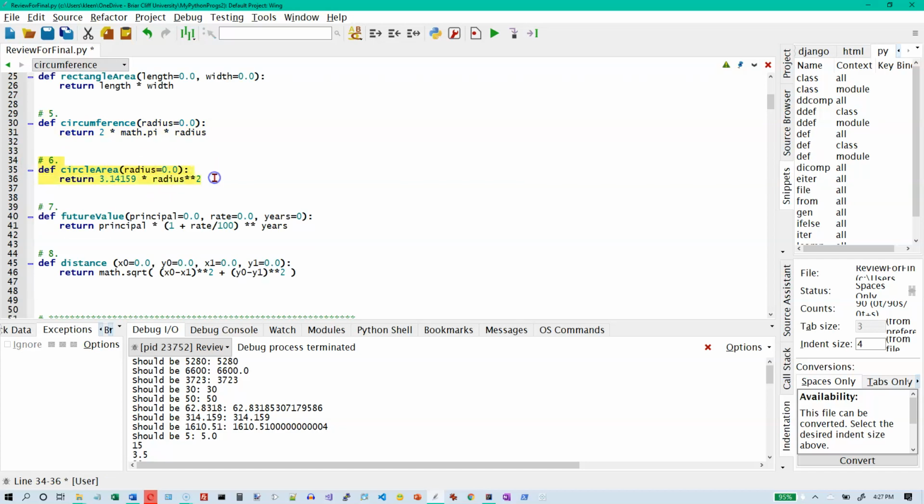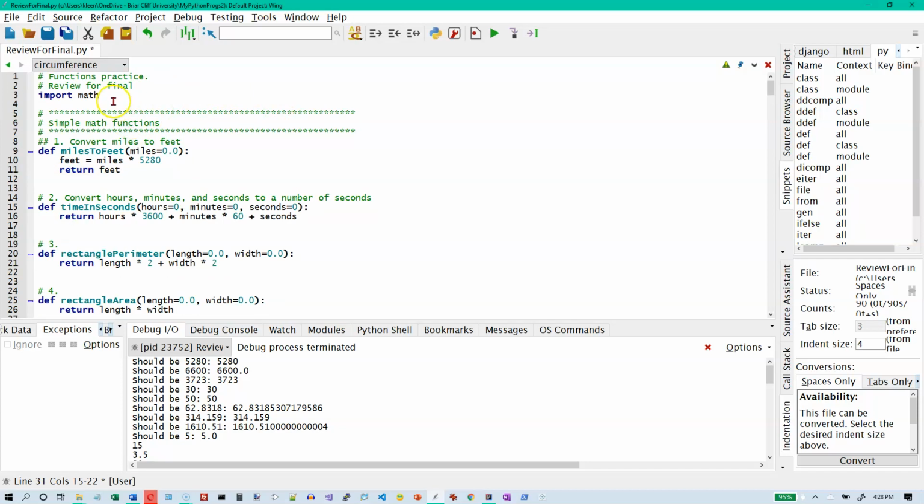Number 6, we want to find the area of a circle, and that is pi times the radius squared. And as I told you, you can use 3.14159. On the one up here, I used math.pi. Now, you can only do that if you import the math library.